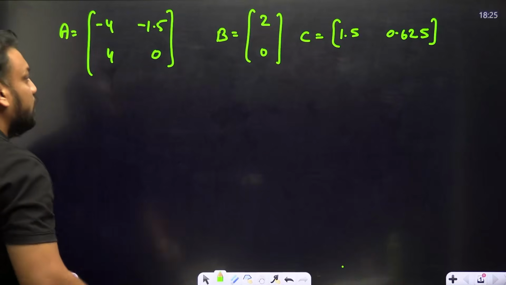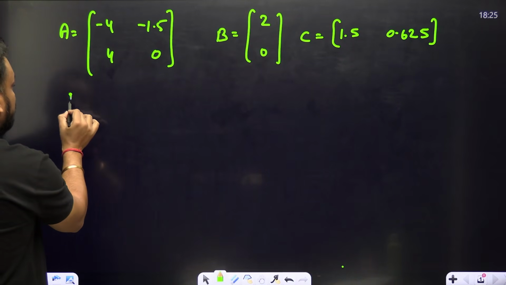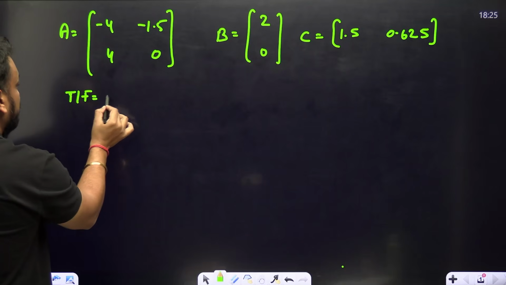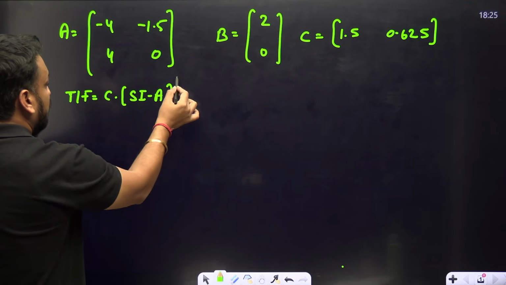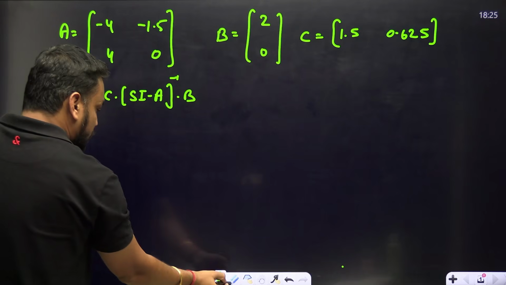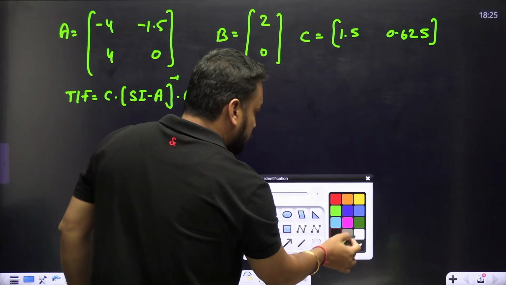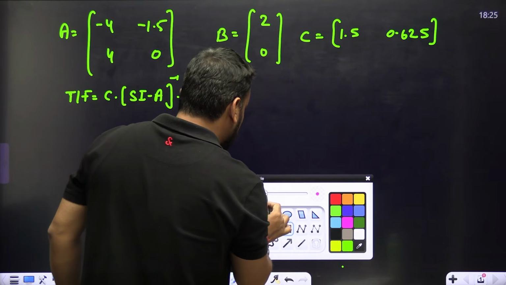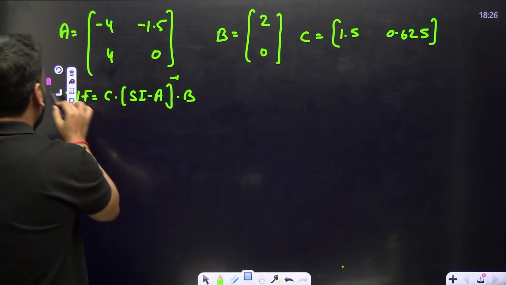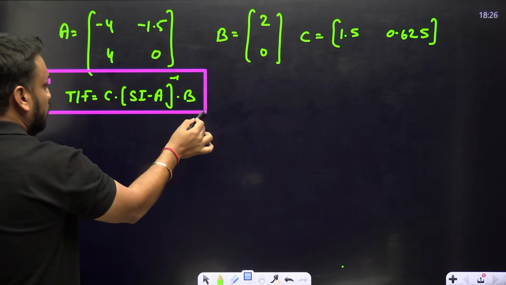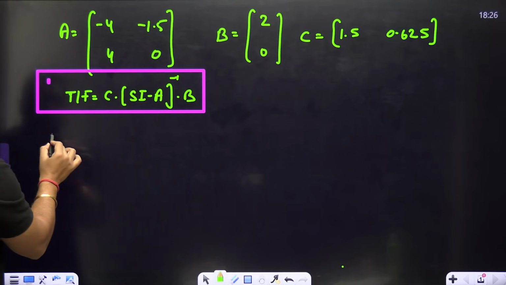Let's move ahead. Now student, we have to find out the transfer function, and the transfer function C(s) upon R(s) formula is nothing but C dot (sI minus A) inverse dot B. This is the only formula we have to follow, sir, so just apply this formula. First of all, let's find sI minus A, quickly.